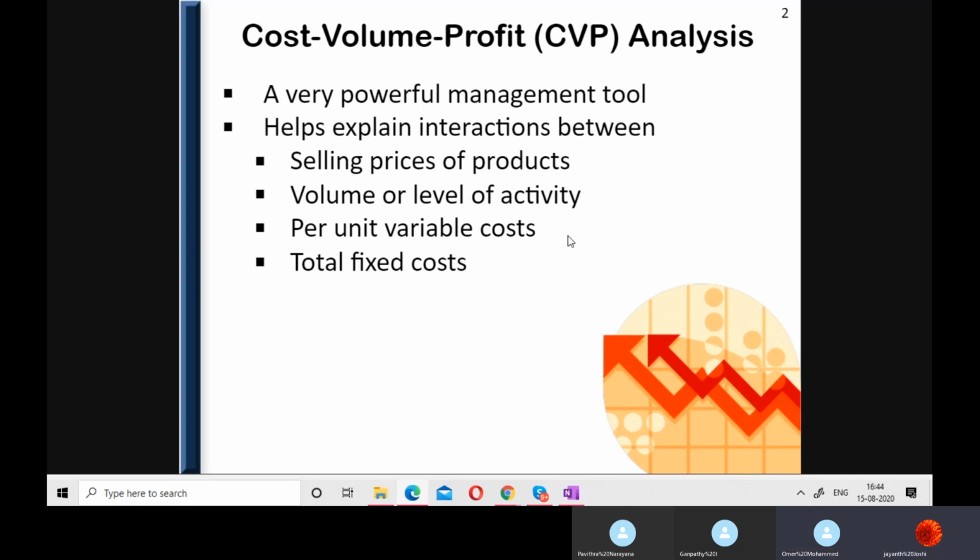So this CVP analysis gives you a very good understanding of the interactions between selling price, volume or level of activity, per unit variable cost, total fixed cost, and mix of products sold. I've explained the properties even right now. Mix of products is what?